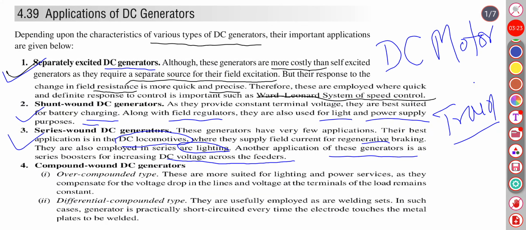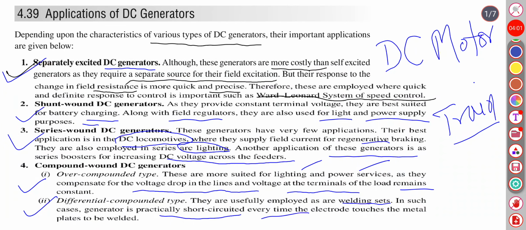Now the compound wound generators. The over compound wound type is more suited for lighting and power services as it compensates the voltage drop in the line and the voltage at the terminal of the load remains constant. Differential compound wound type are usually employed in welding sets. In such cases, the generator is practically short circuited every time the electrode touches the metal plates to be welded.